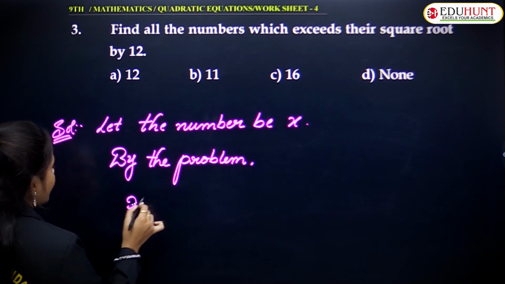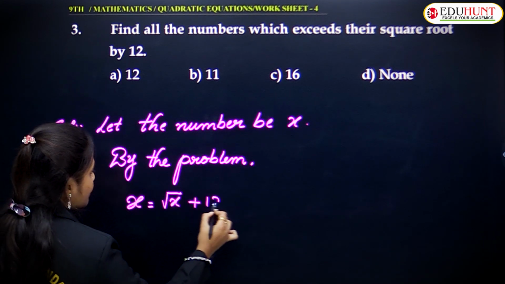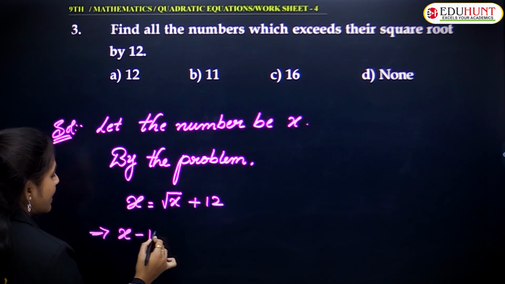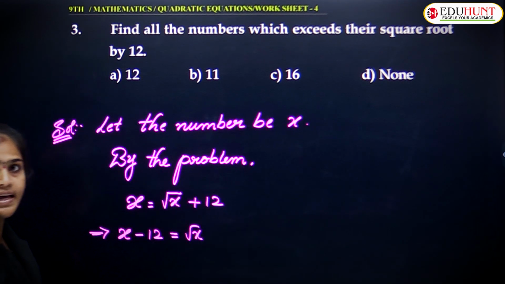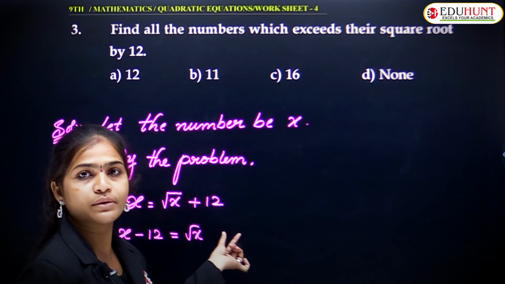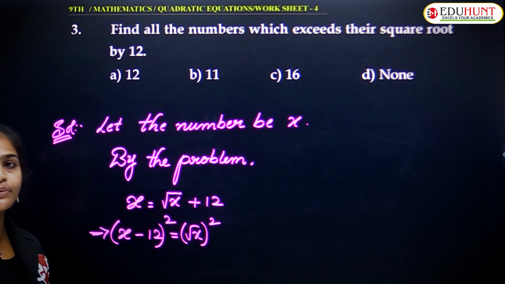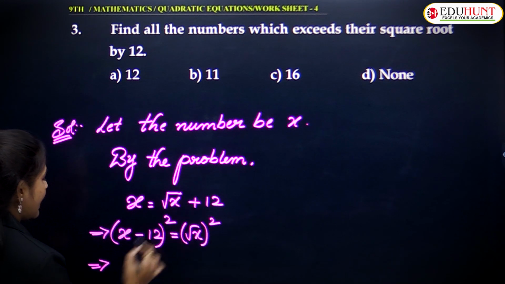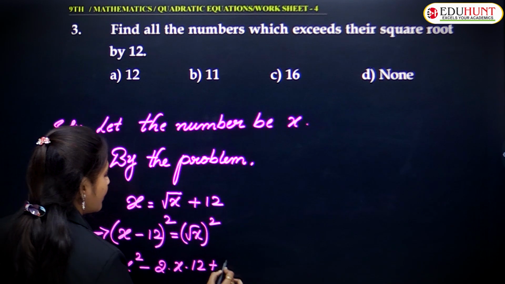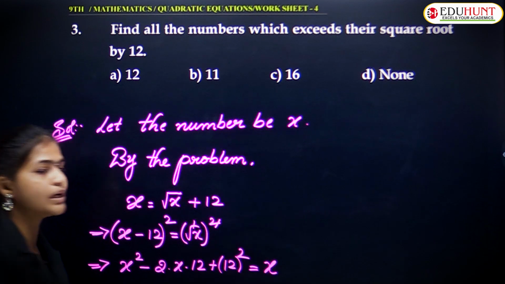So see here, by the problem, x is equal to the square root of the same number exceeded by 12. From this we can write x minus 12 is equal to root x. Yes or no? Here we have to take the square of both sides. So x minus 12 is equal to root x, right? Take squaring on both sides. a minus b whole square is a square minus 2ab plus b square, which equals, here the square and root get cancelled, x.